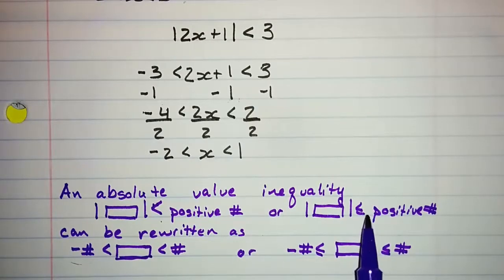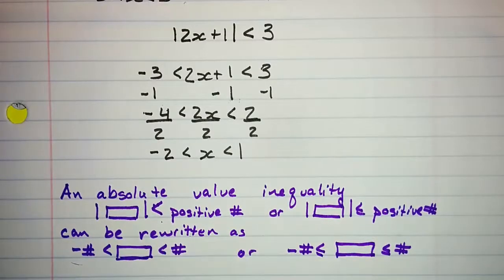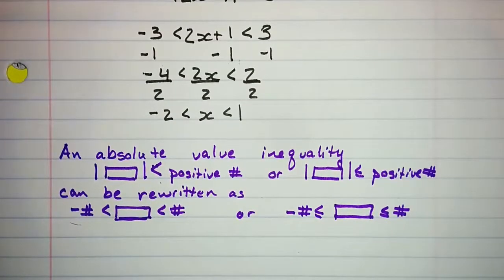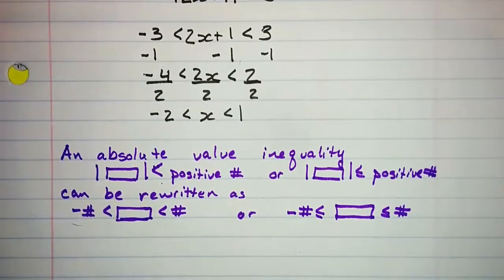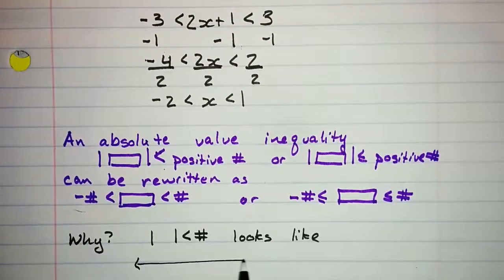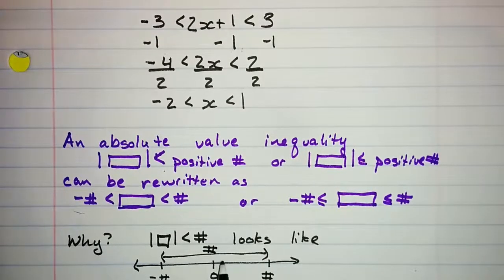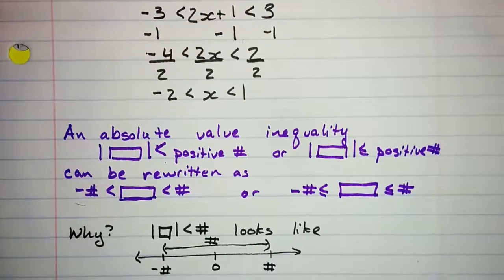Same thing goes for less than or equal, except they're less than or equal after we rewrite. Right? Again, this only applies to absolute value inequalities with less than or equal. We'll see what to do with greater than or equal in a subsequent video. But the reason that this works this way, right, is when we say the absolute value of something is less than a number, that's telling us that our expression is close to 0.